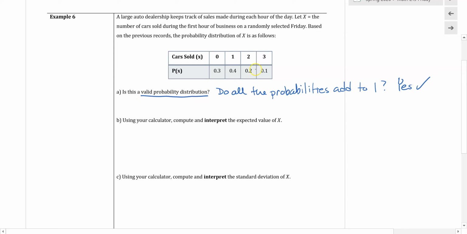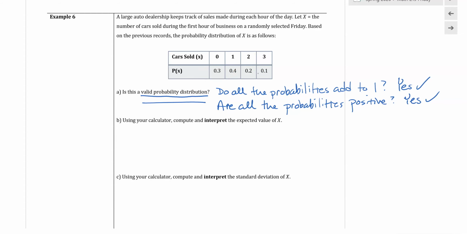The next thing is, if you remember, all the probabilities have to be positive. Are all the probabilities positive? And we can see yes. So therefore, this is a valid probability distribution, because again, all the probabilities add to 1, so we're not missing anybody, or we don't have too much probability, and they're all positive.